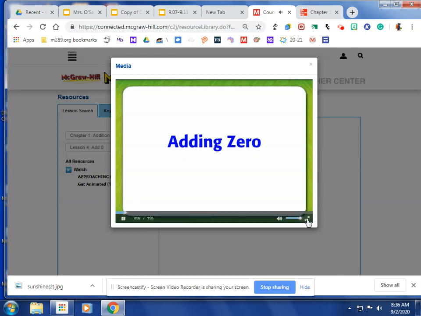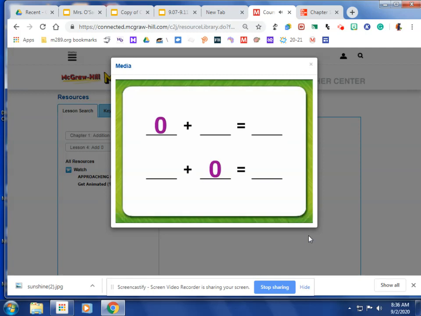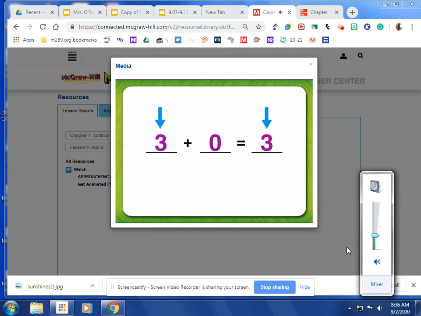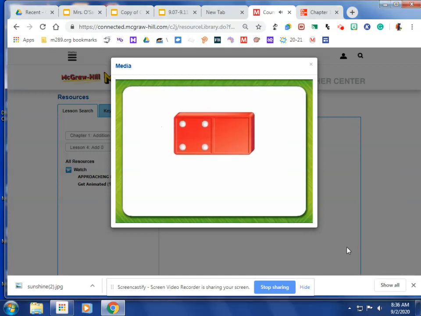Adding zero. We are going to find the sums of number sentences. When we add zero, the sum is the same as the other number. This domino will help us model our addition sentence. How many dots are on the left side of the domino? That's right, 4. Let's write the number 4. How many dots are on the right side of the domino? You're correct, 0. Let's write the number 0. Now let's add to find the sum. 4 plus 0 equals 4.